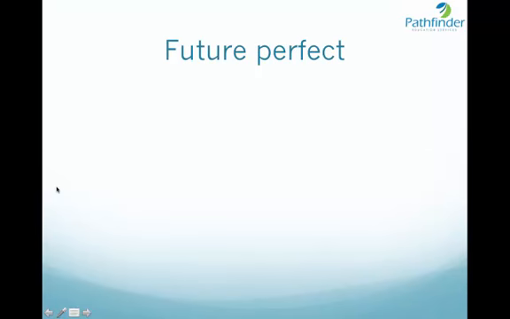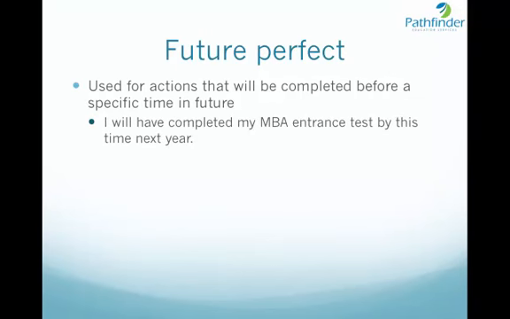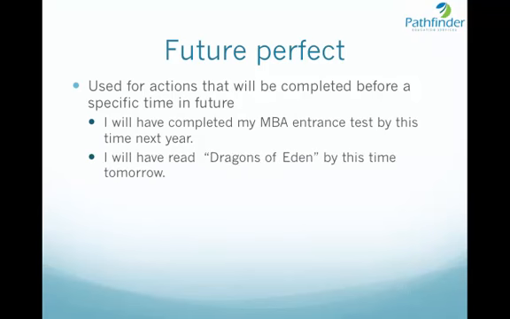Next, we look at future perfect. Future perfect tense is used to indicate an event that will be complete before a specified time in future. So, use for actions that will be completed before a specified time in future. For example, I will have completed my MBA entrance test by this time next year. Or, I will have read Dragons of Eden by this time tomorrow.